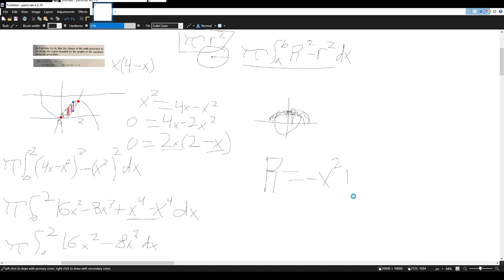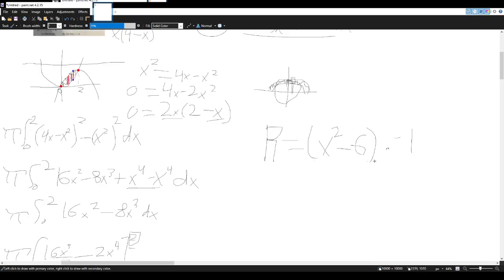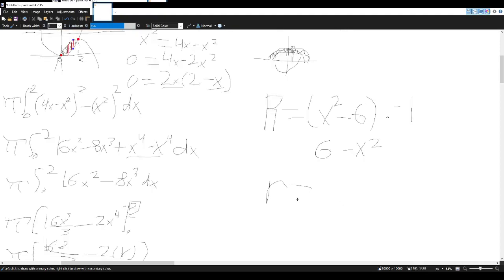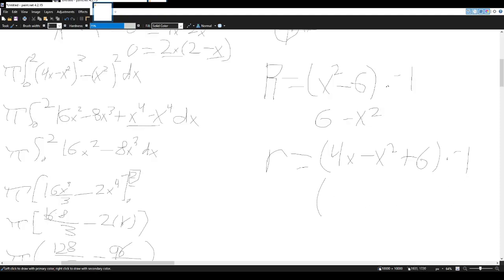In fact, let me actually write it that way. X squared minus 6, but of course that's going to end up being negative, so times -1, which is basically just going to end up being 6 minus x squared, a little bit nicer to look at. And then the small r is going to be the 4x minus x squared, and then plus 6, but then times -1 again, which is going to be negative 4x plus x squared minus 6.